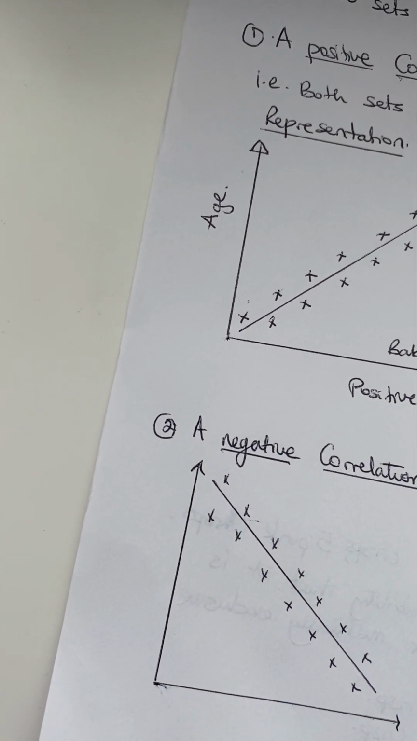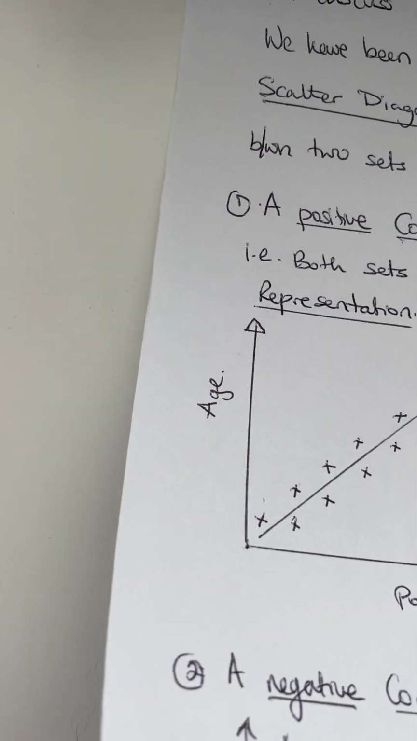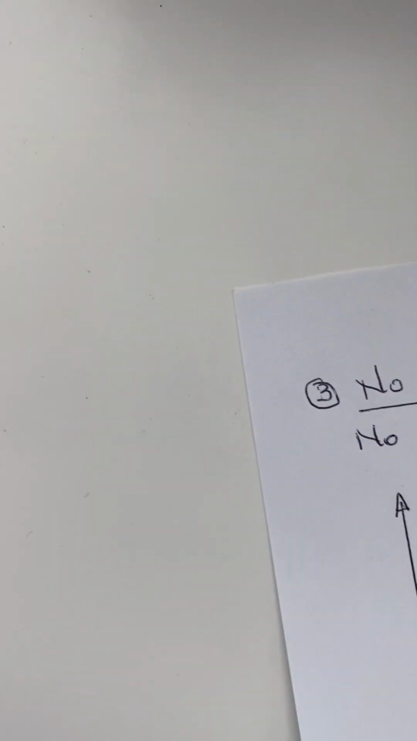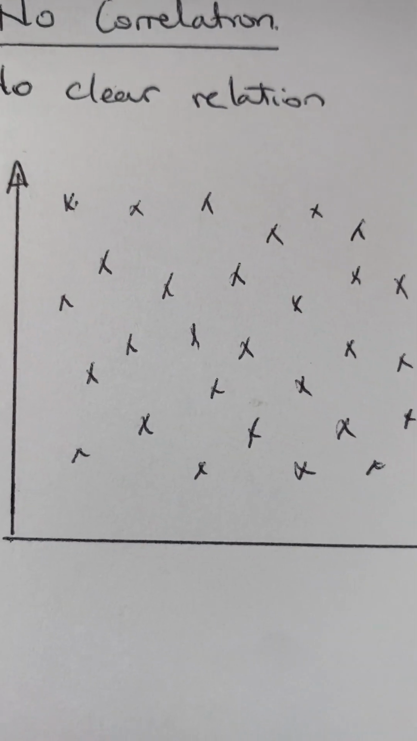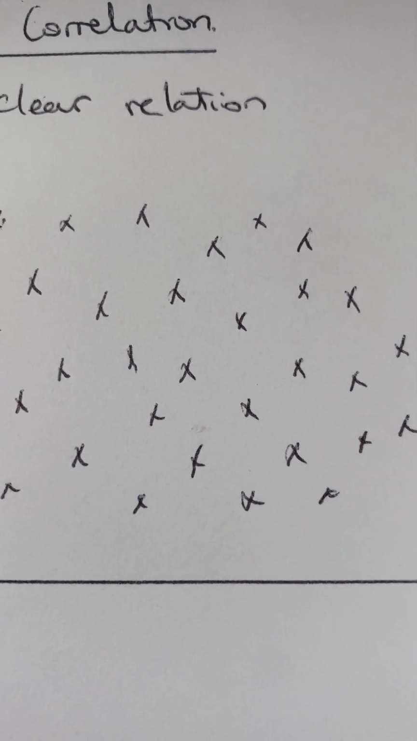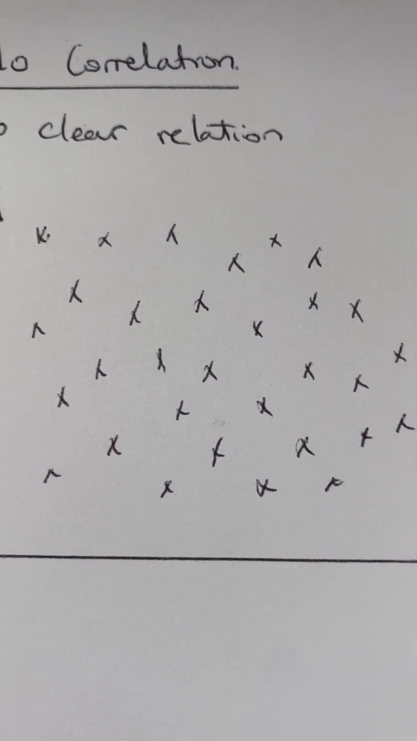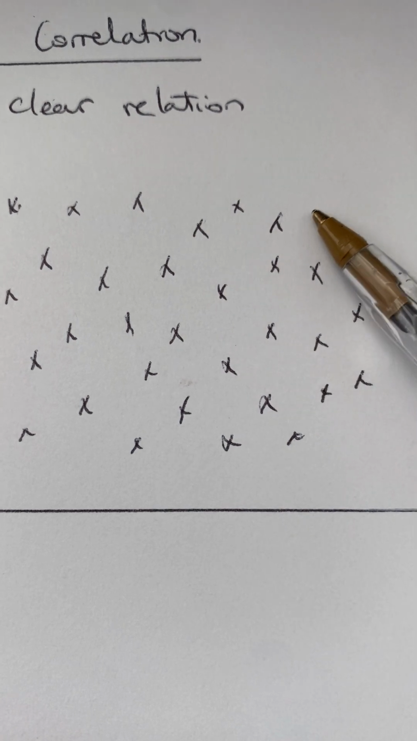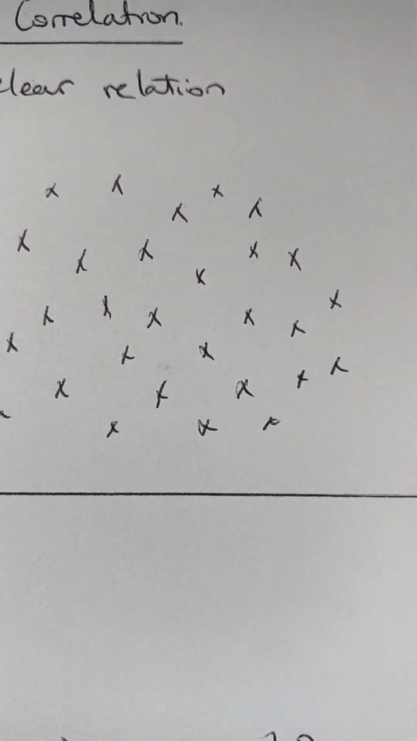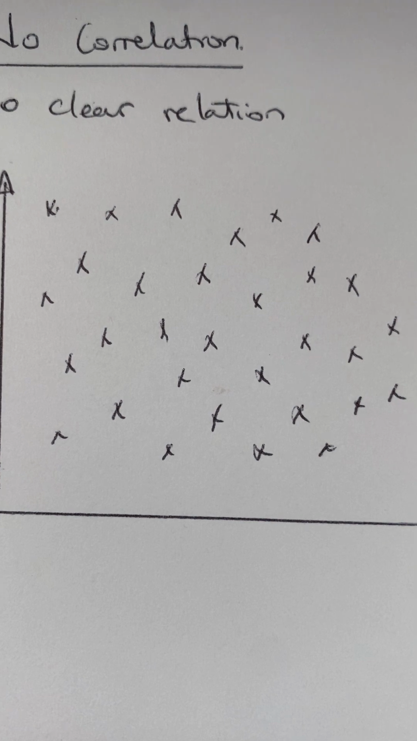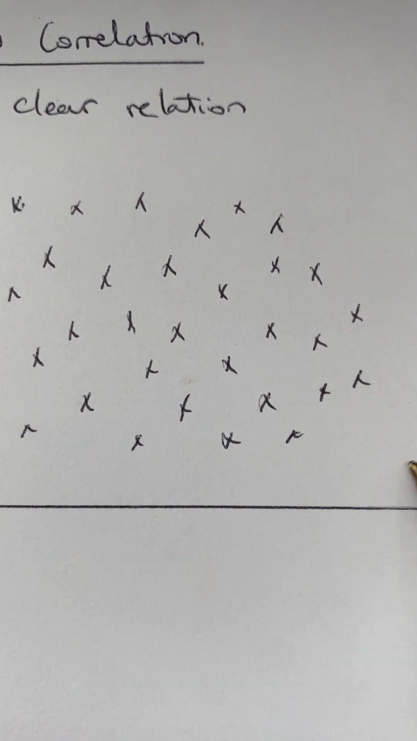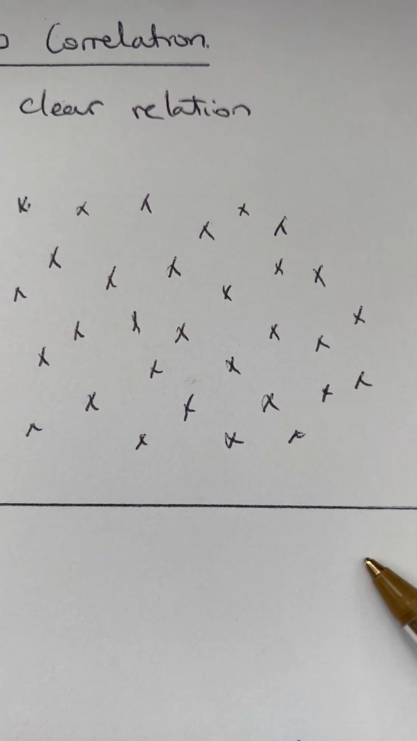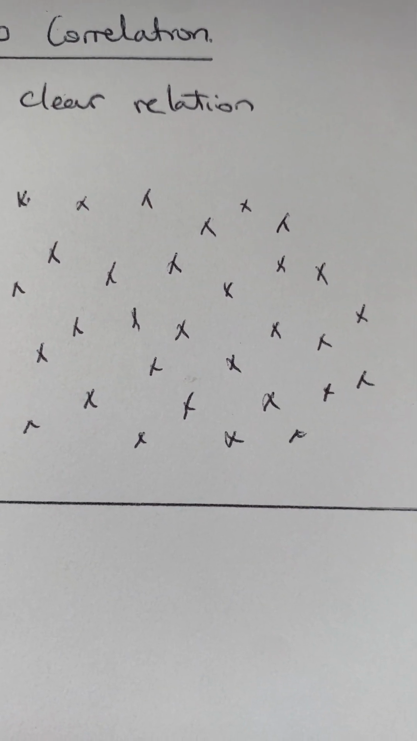Okay, now when we look at this graph as well, this has no correlation. Two sets of data, and we can't see it. We don't know whether it's going in the positive direction or the negative direction. All we know is we've plotted the graph. It's a scatter diagram, but it's all over the place.